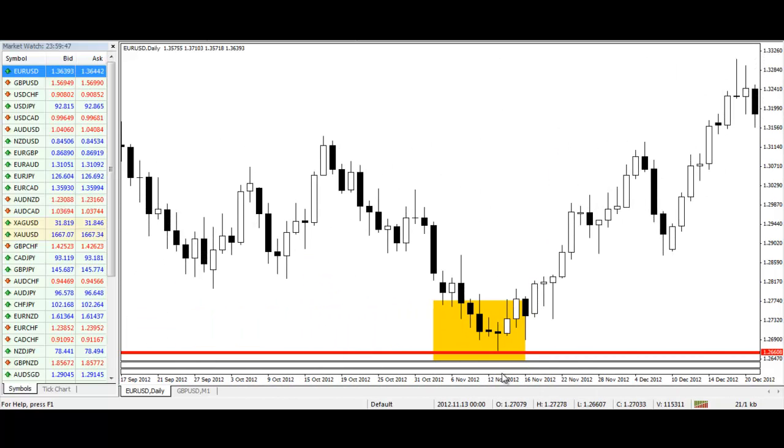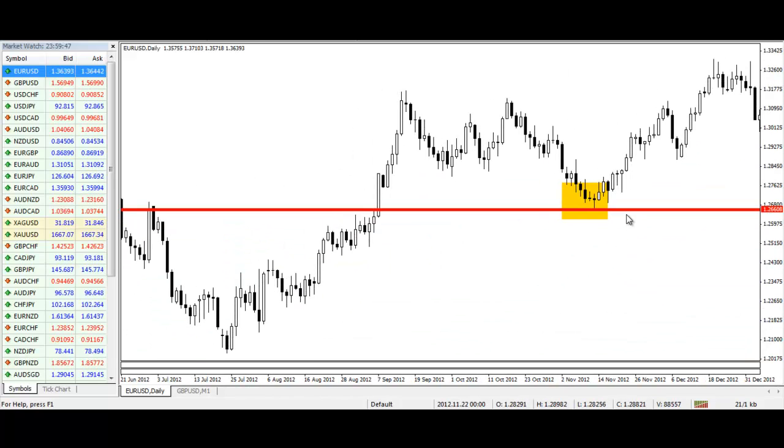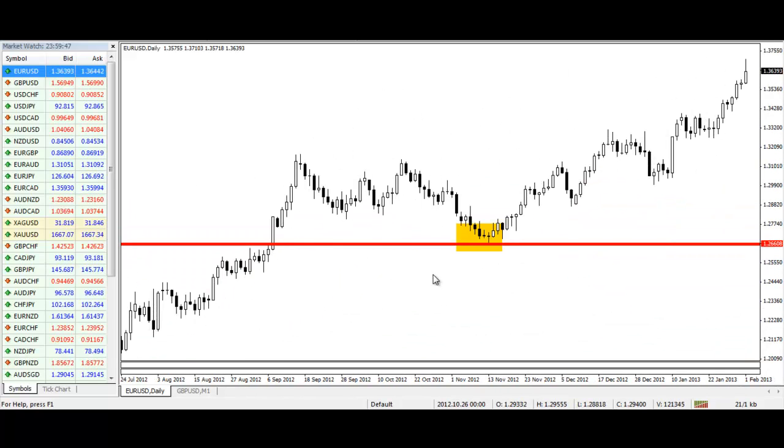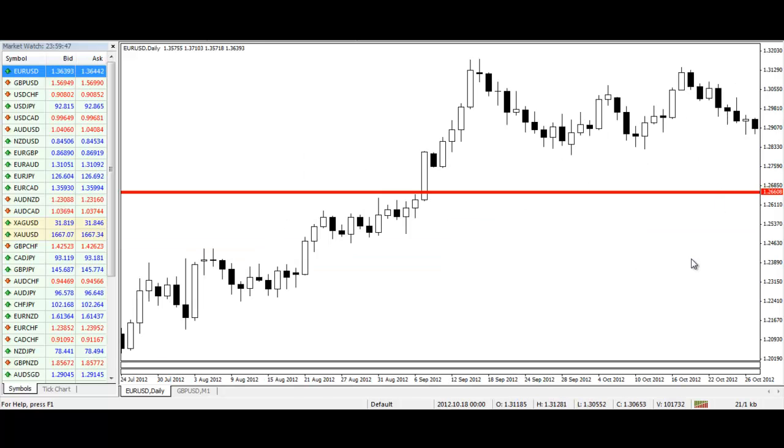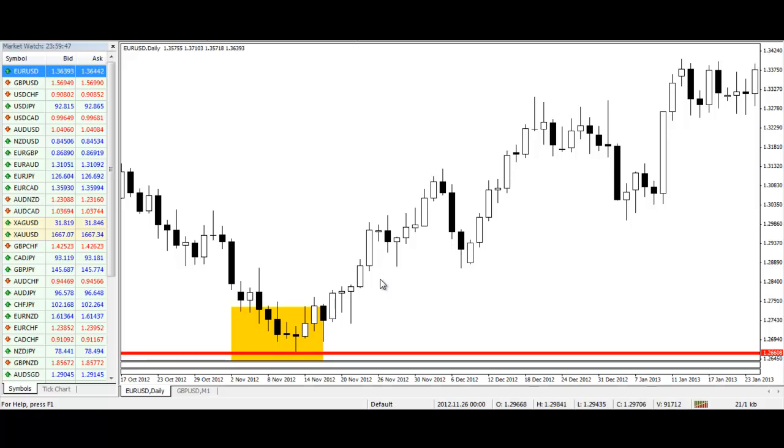And sure enough, as we zoom out a little bit further, we can see we have price action pulling down to this level, and this level actually gives us a very strong price action signal to the upside, here being the bullish pin bar.